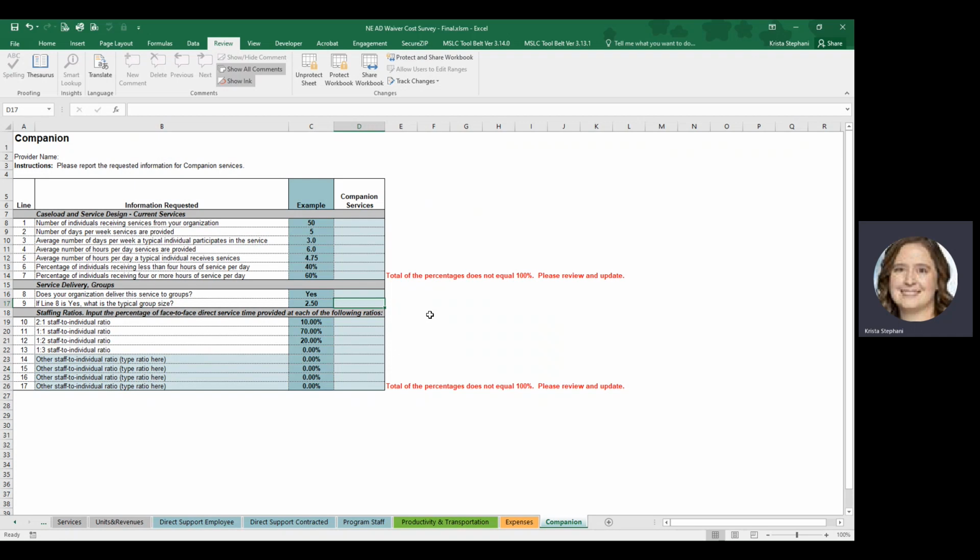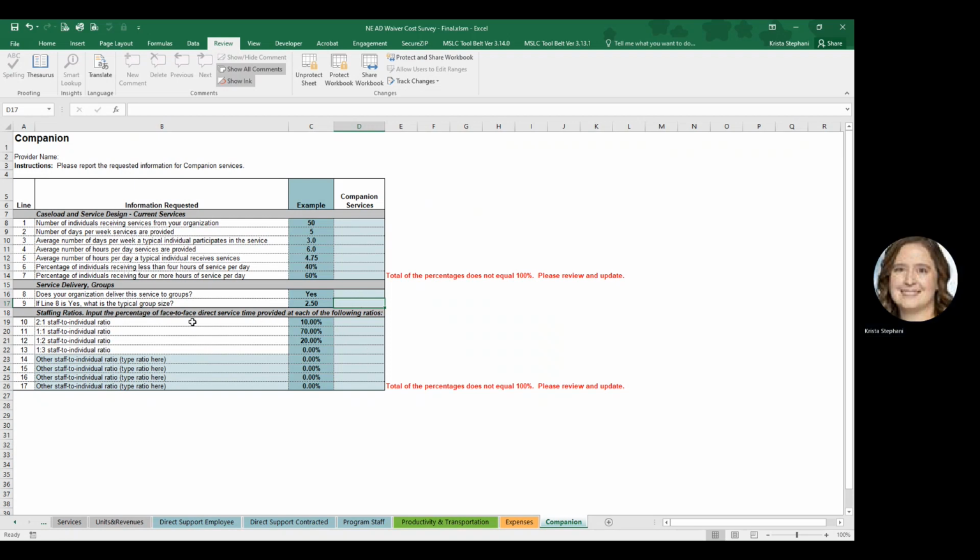For example, if half of your services are provided in a setting of 1 support professional to 3 individuals, and half of your services are provided to 2 individuals with 1 direct support professional at a time, your average would be a group size of 2.5. You would indicate that here.